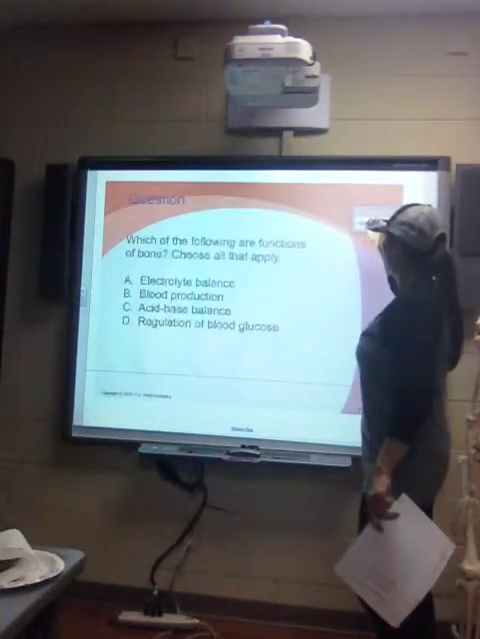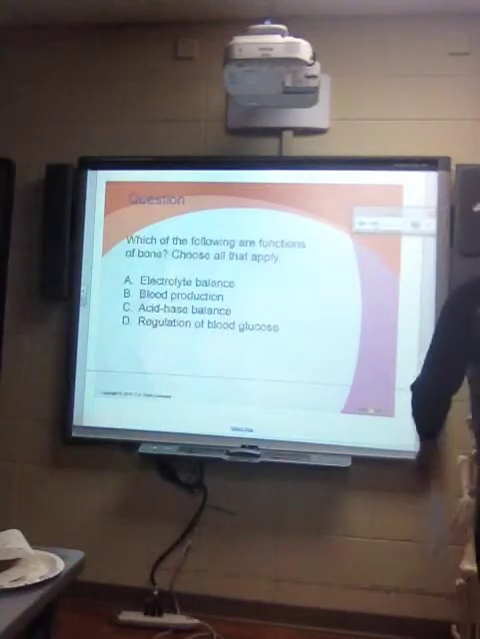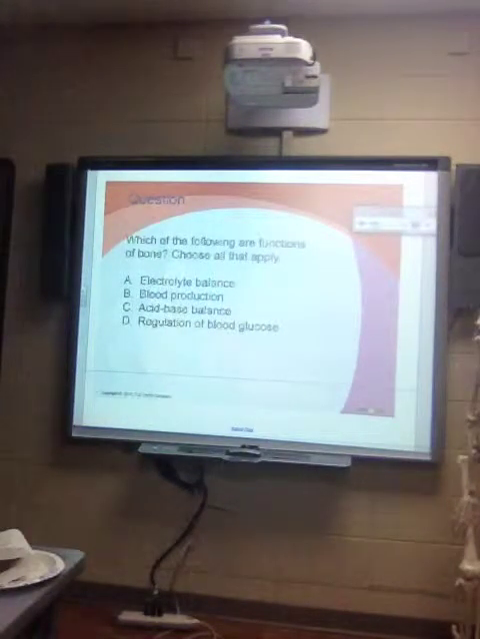Which of the following are functions of the bone? So what does the bone do? There's more than one, isn't there? C and B. So there is more. So which of the following are functions of the bone? All of them except for one. Except for D. That's the only one. We don't have anything to do with glucose in the bone.